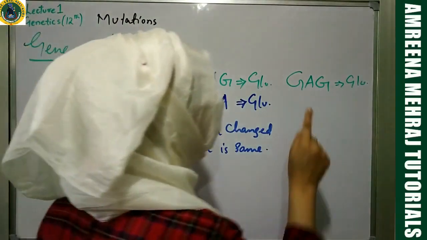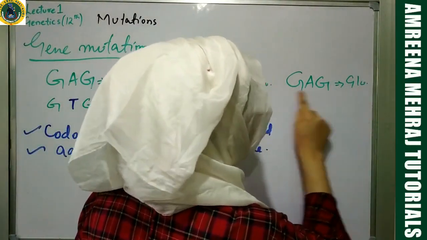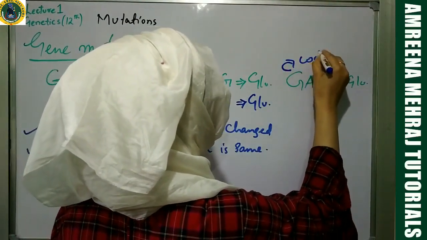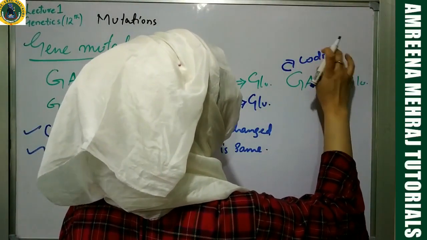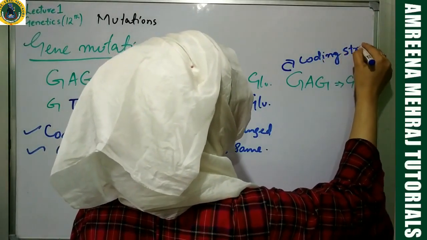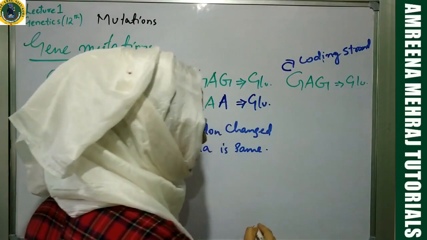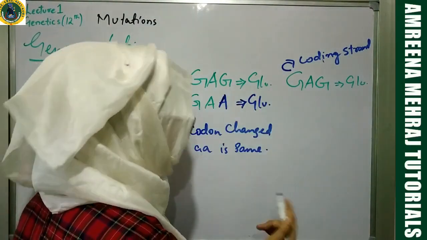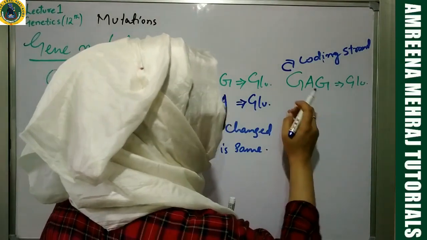You must know that the strand of DNA which I am showing over here, the codons are present in which strand? They are present in the coding strand of DNA. You will find the same sequence in the coding strand, as well as the same sequence in the mRNA. So over here I will show mutation as per mRNA.